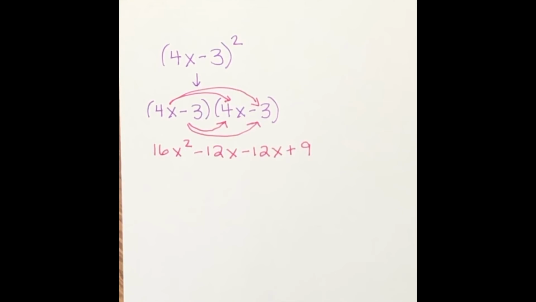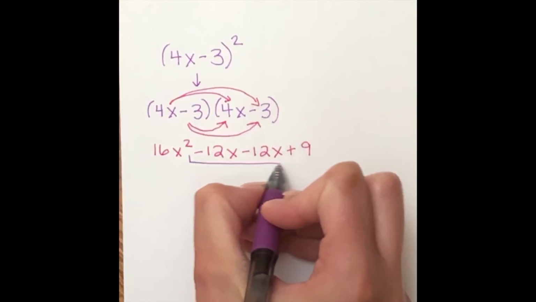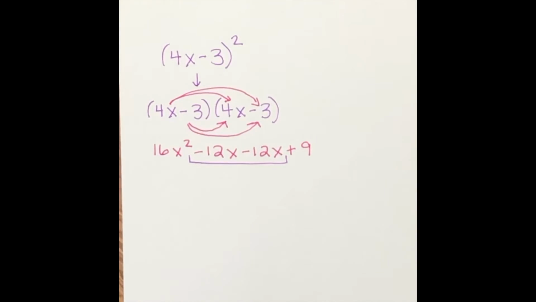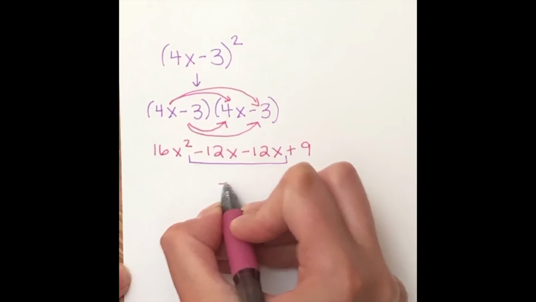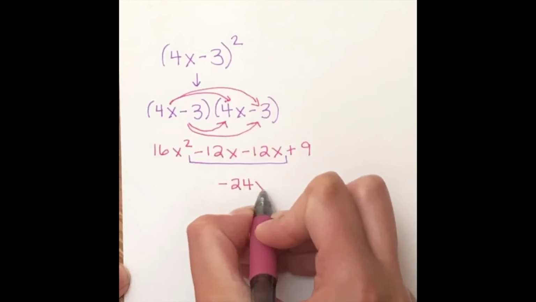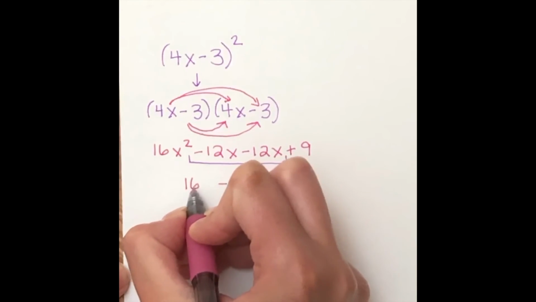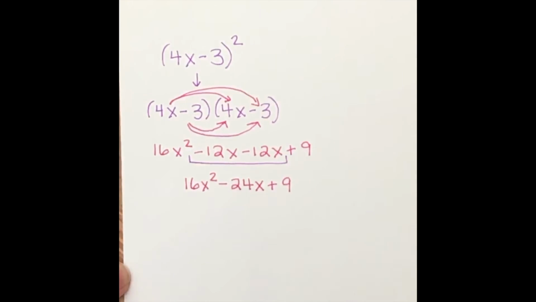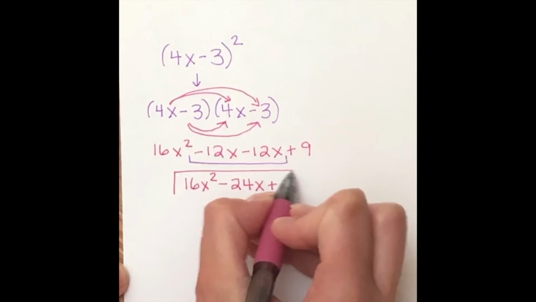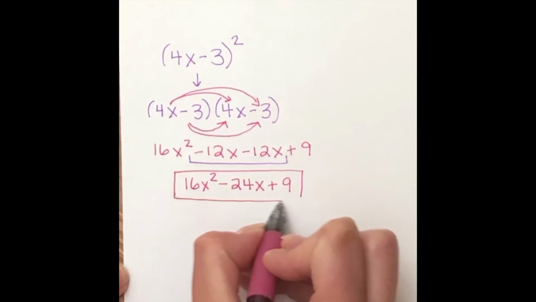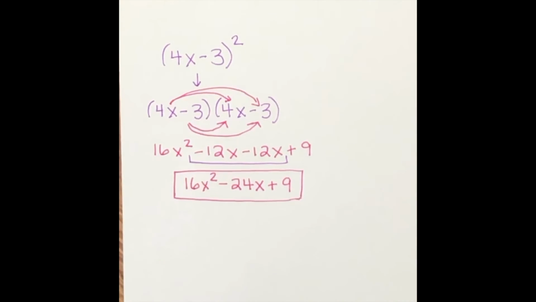In Mrs. Sullivan's example, our middle terms canceled out. But when I look at this, negative 12x minus 12x, those are not going to cancel. That's actually going to combine to be a negative 24x. Plus 9 will go on the end, and we carry the 16x squared down. So my final answer ends up being the trinomial 16x squared minus 24x plus 9.